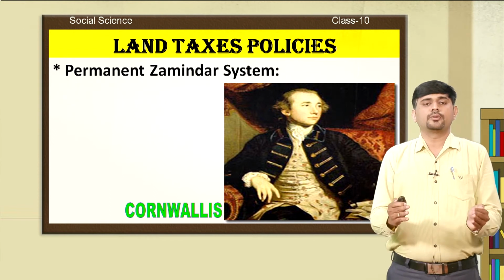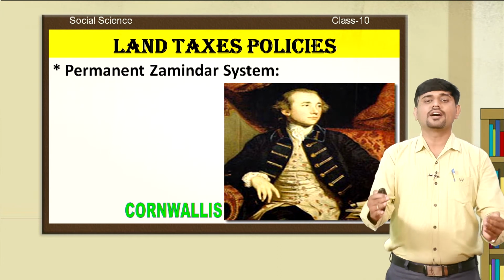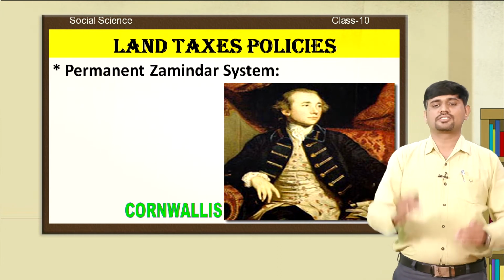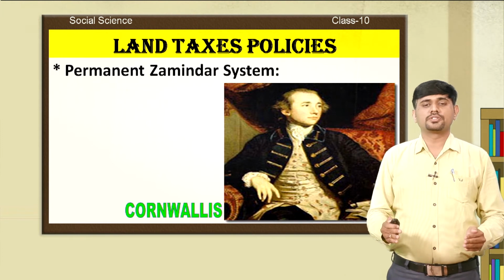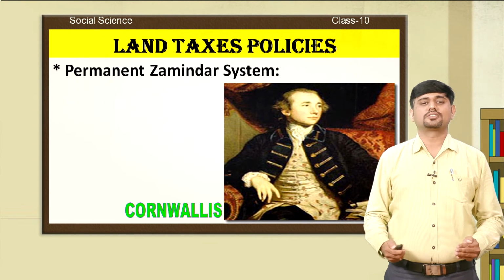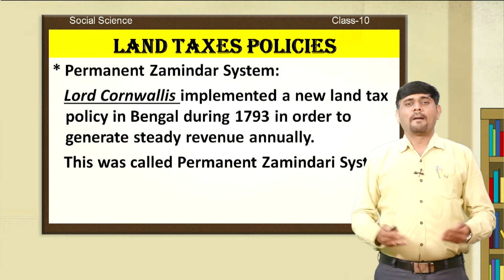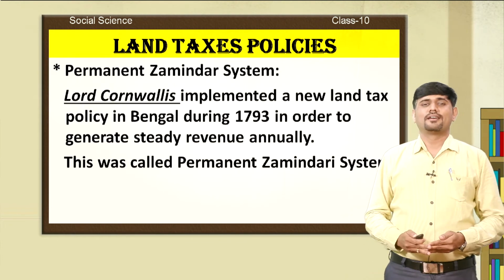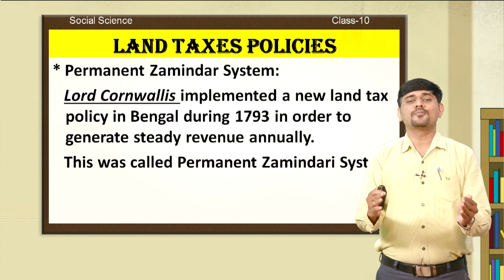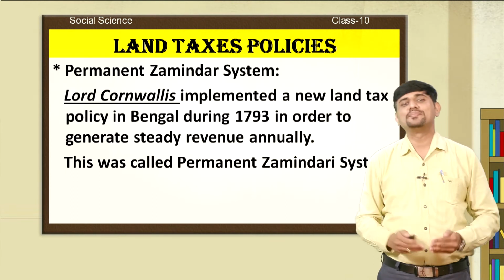Among that, one of the most important land reforms, the first one, is the permanent Zamindar system, or Zamindari system, which was introduced by Lord Cornwallis. The first land reform of the British government. My dear students, among the land reforms made by the British East India Company, the first one is the permanent Zamindar system.